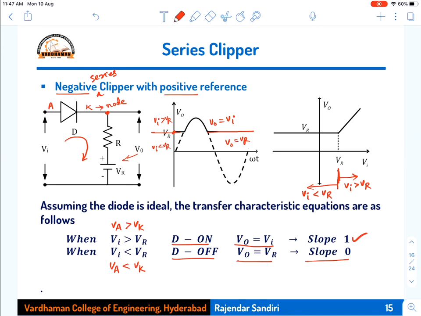Now Vi greater than VR, what is that? V0 is equal to Vi. That is the slope. The slope is equal to 1. Now for Vi less than VR, in this case, V0 is equal to VR, and the slope is equal to 0. Okay, so the waveform will be like this.